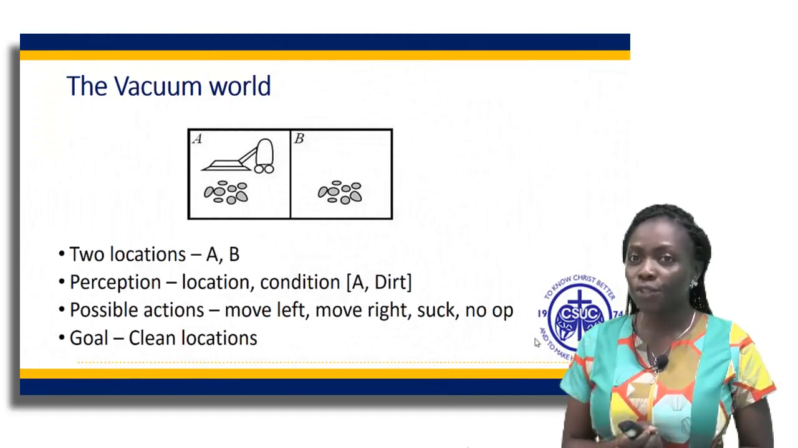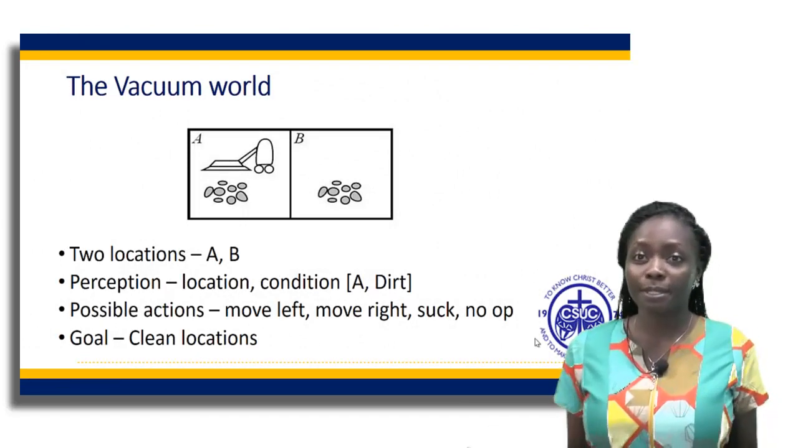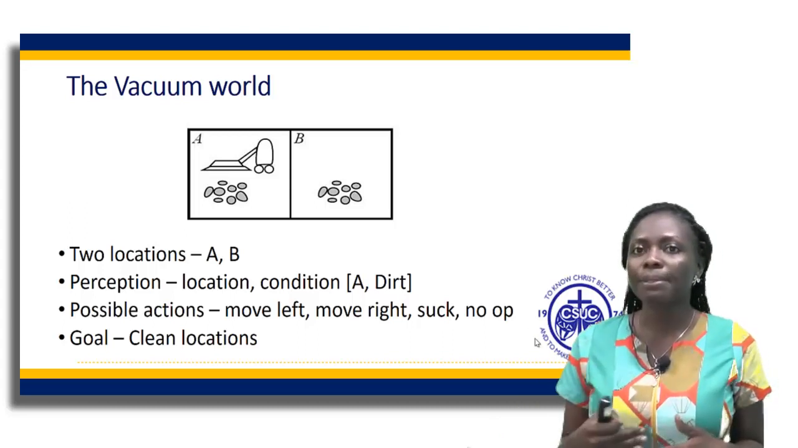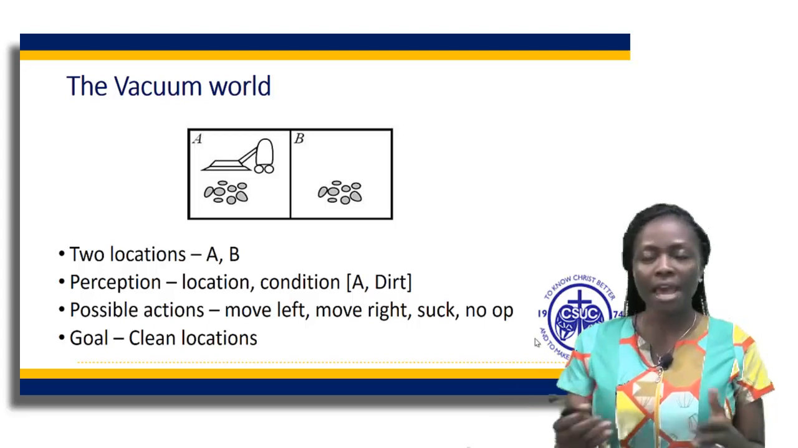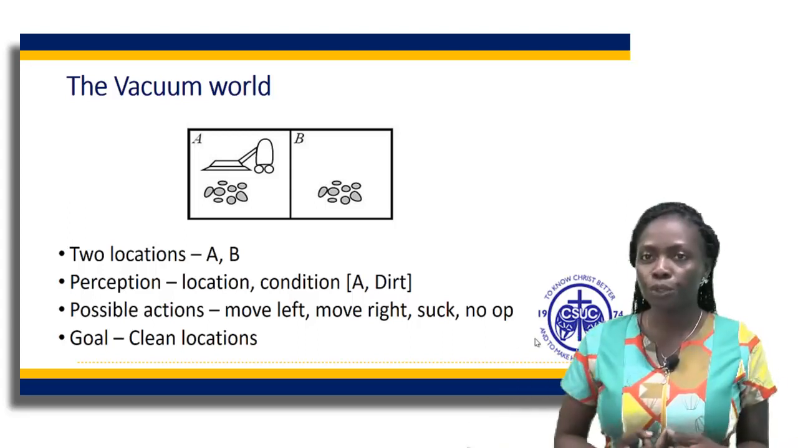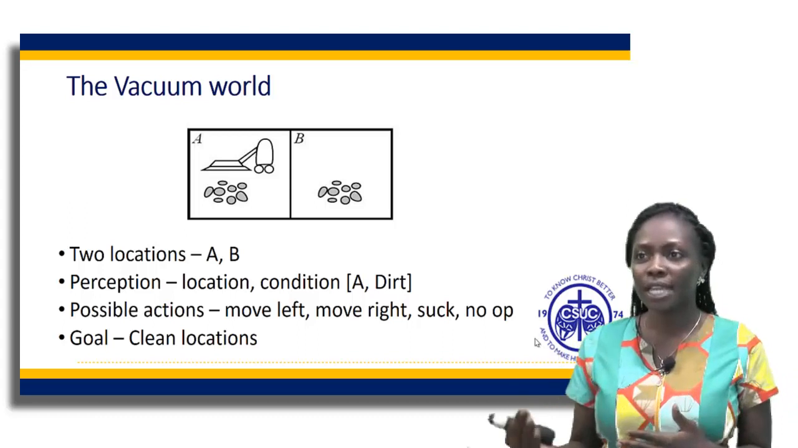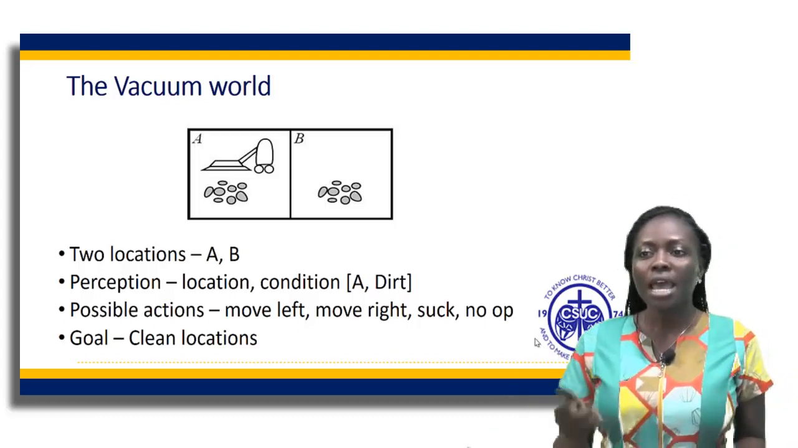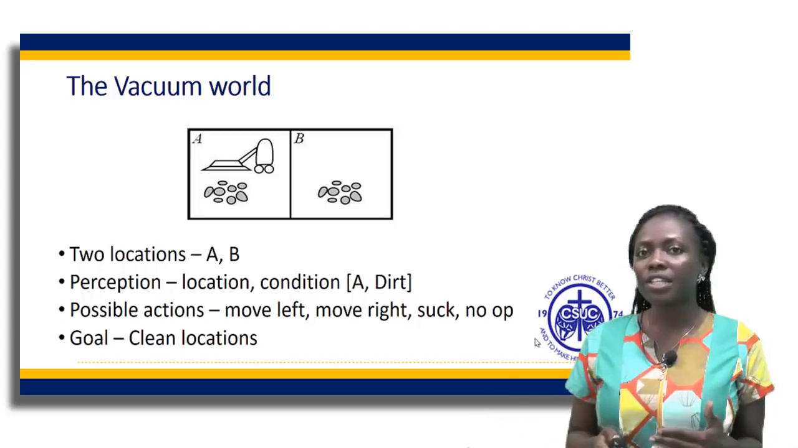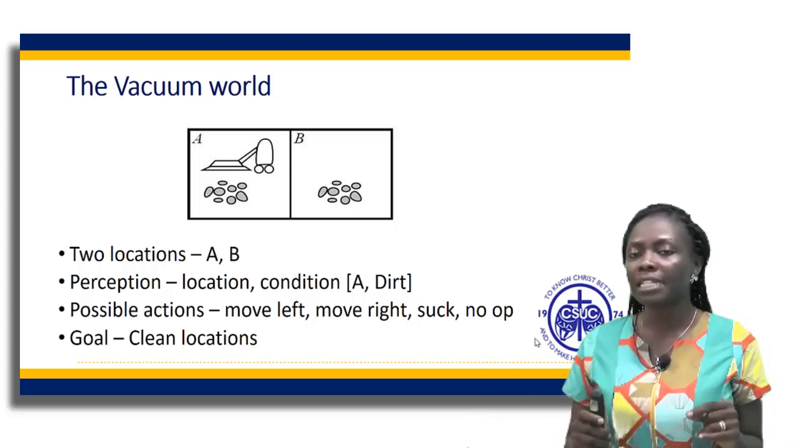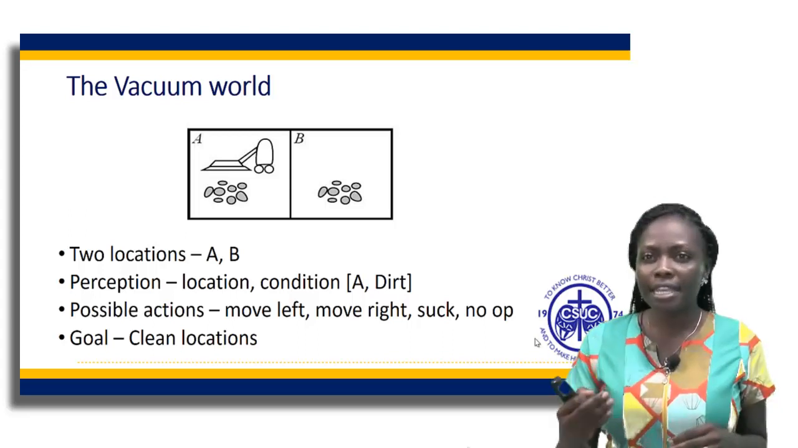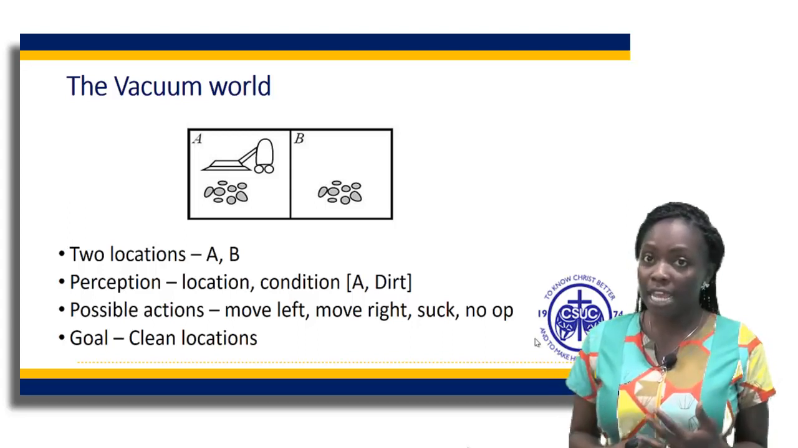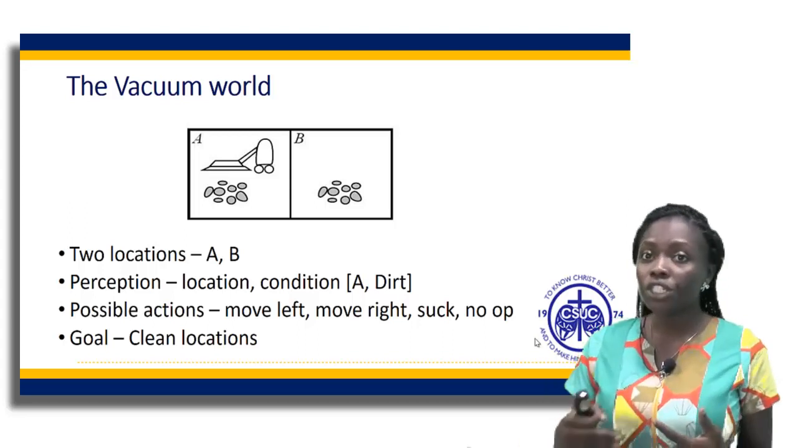Let's look at a vacuum world, for example. We could have a specific location with a vacuum cleaner, and the aim is to make sure that that place is clean. So we could have a world made up of two different locations, location A and location B, and then we could have dirt or no dirt in either location. Now we are going to have an agent, an intelligent vacuum cleaner agent, that is going to perceive the environment that it is in, so it will know its location and it is going to be able to tell the condition of the location.